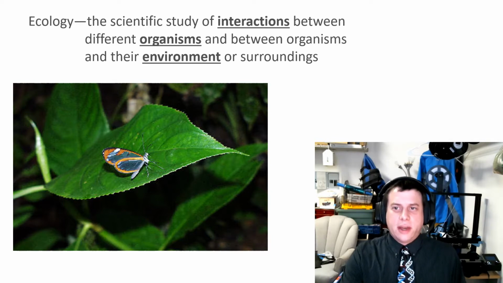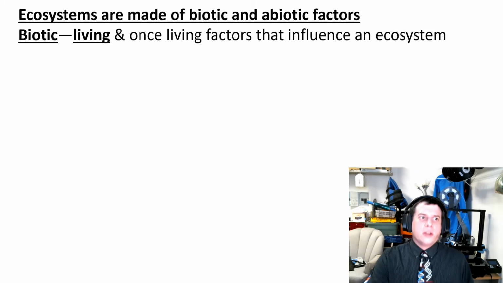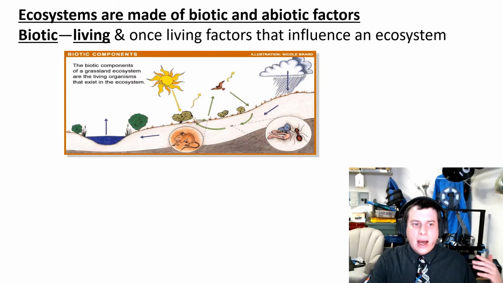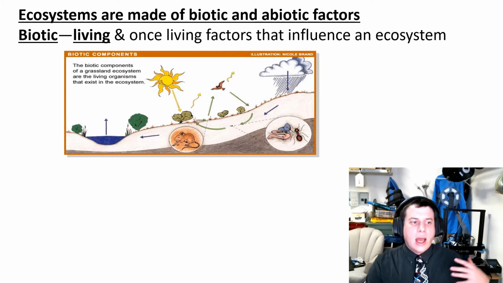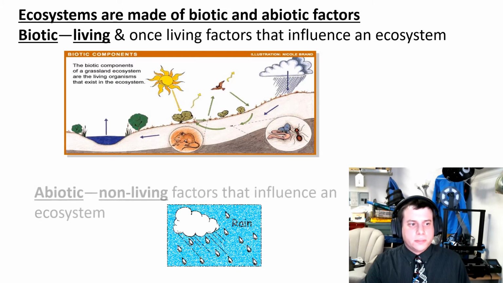Well, wait, hold on. Got to define those terms. So ecosystems are made up of biotic, which are living or once living things. And that can include stuff like the living organisms, the waste products of those organisms, the dead bodies of those organisms, how they're decomposed, how they're eaten, that kind of stuff. Those are all the biotic factors.